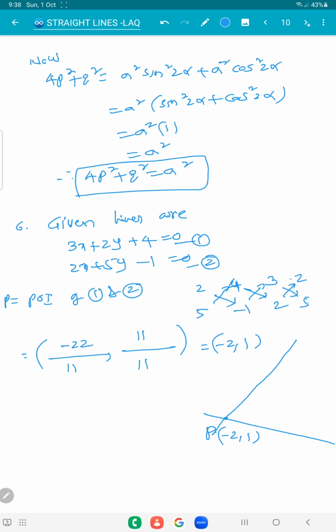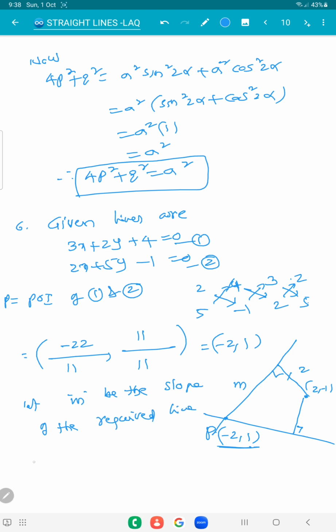So our question is: find the equations of the lines passing through the point of intersection, minus 2 comma 1, and at a distance of 2 units from 2 comma minus 1. So these two lines are at a distance of 2 units from 2 comma minus 1. Let m be the slope of the required line.